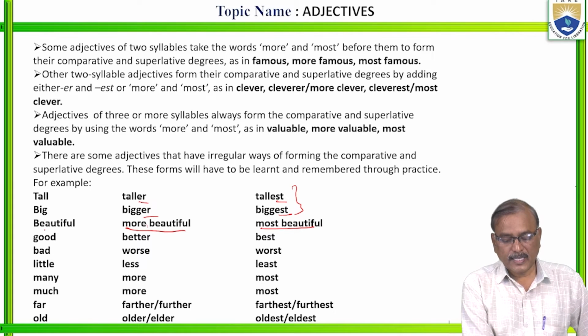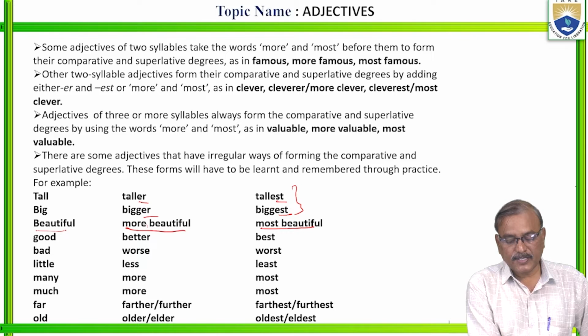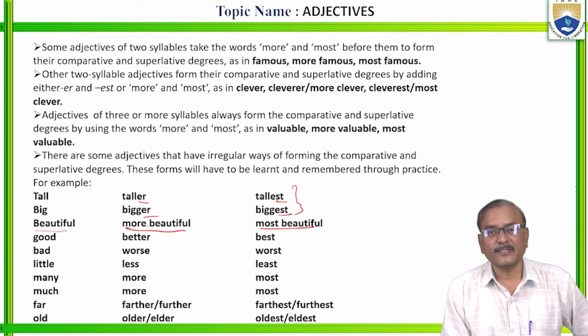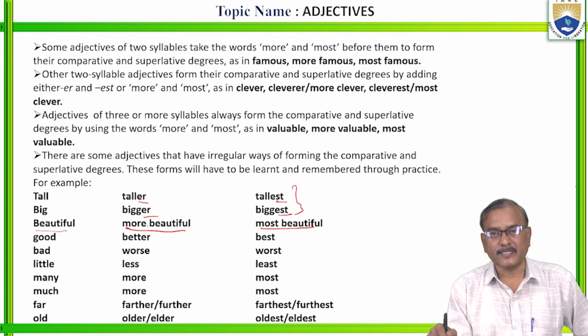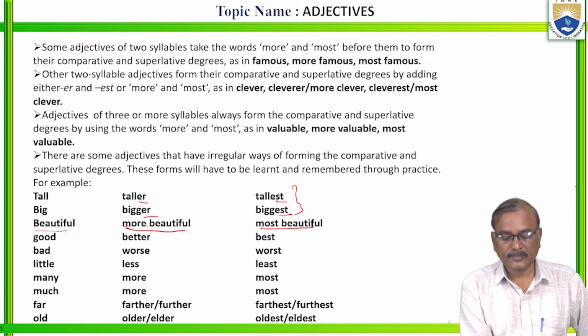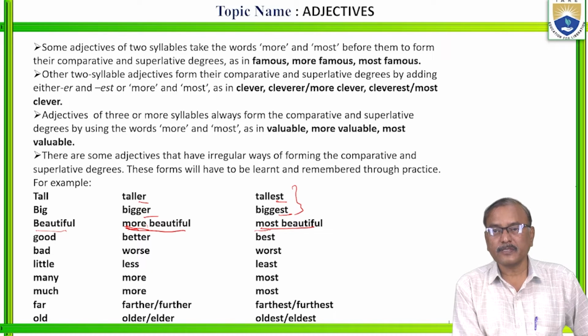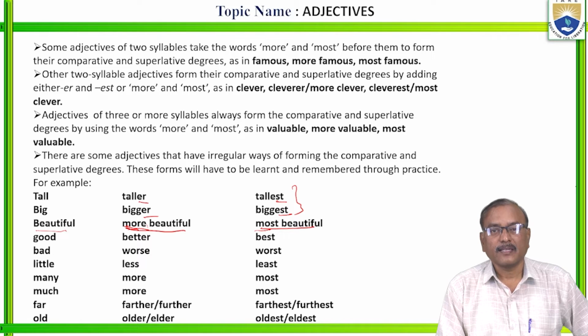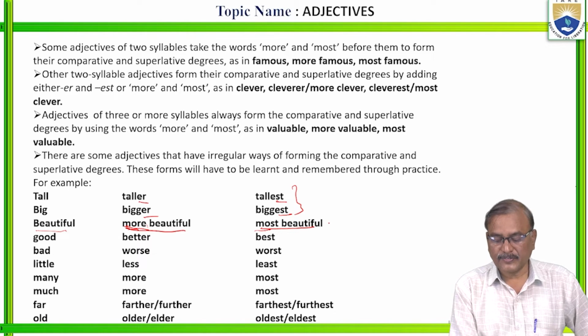Now see the next set of adjectives. For some adjectives, we can't add ER, EST. Can we say beautifuler, beautifulest? No. When there is no possibility of adding ER, EST to the adjective to make them comparative and superlative, just add more and most before them. More beautiful, most beautiful. Is it clear? Right? This is the second set of adjectives.